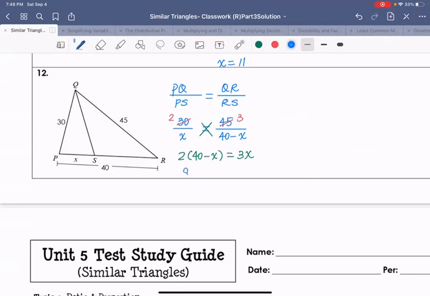Continue. 80 minus 2x is equal to 3x. And then 5x is equal to 80. And then x is 18. Hold on. Really? Oh wait, 18? 16, sorry. Okay, thank you.